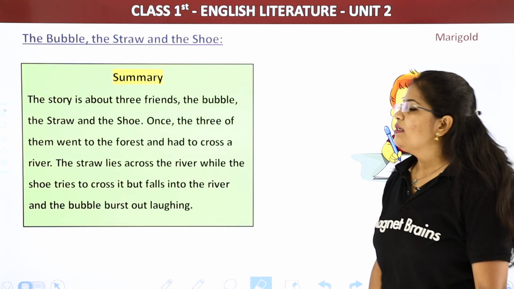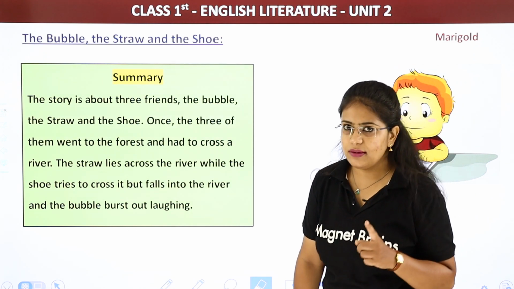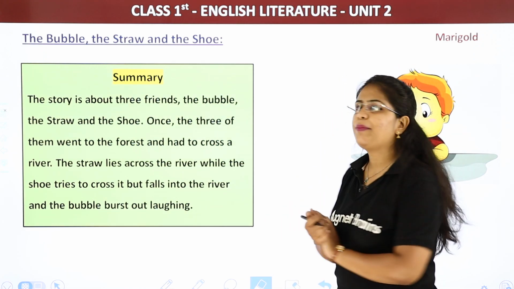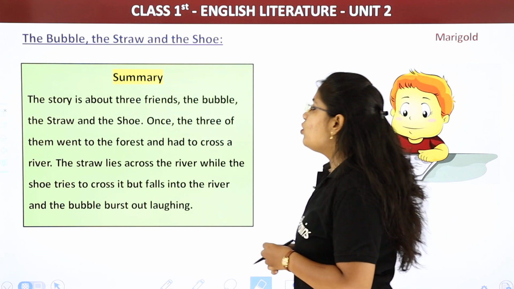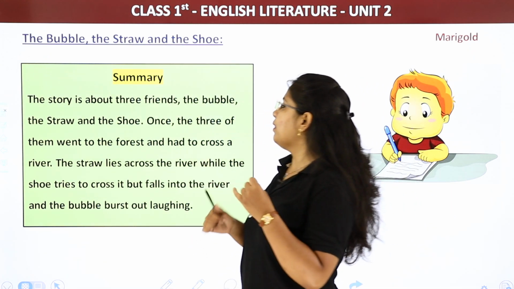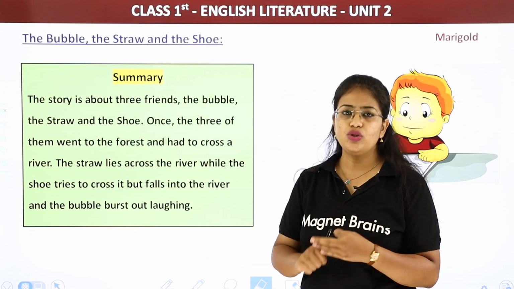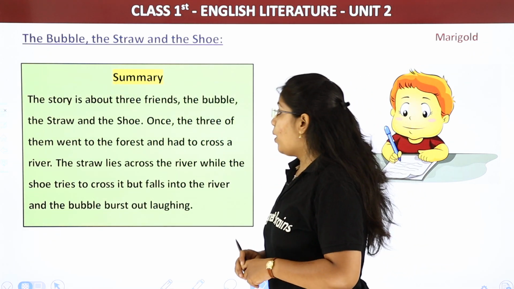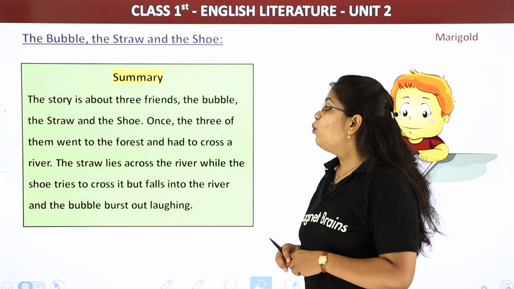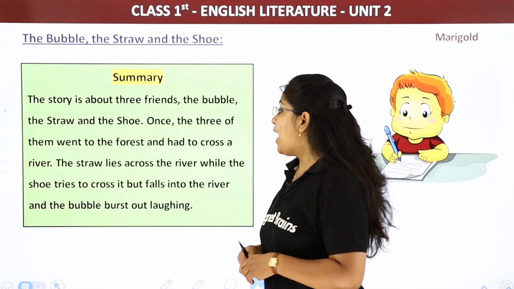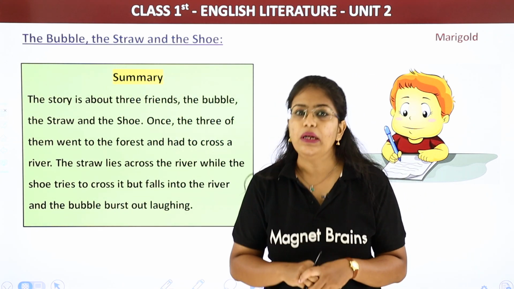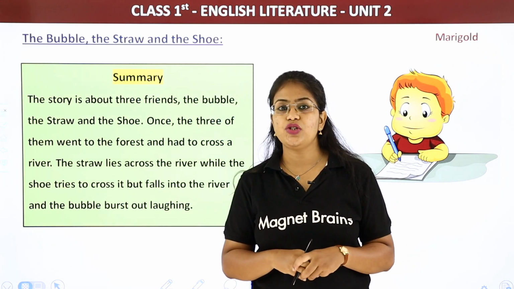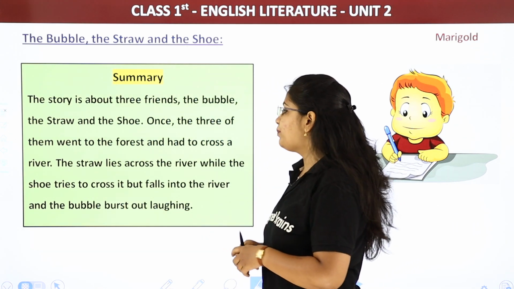Right? Done? Story समझ में आया? चलो, let's read the summary. ठीक है? The story is about three friends, the bubble, the straw, the shoe. Once, the three of them went into the forest and had to cross a river. एक दिन तीनों river forest में जाते and they had to cross a river.